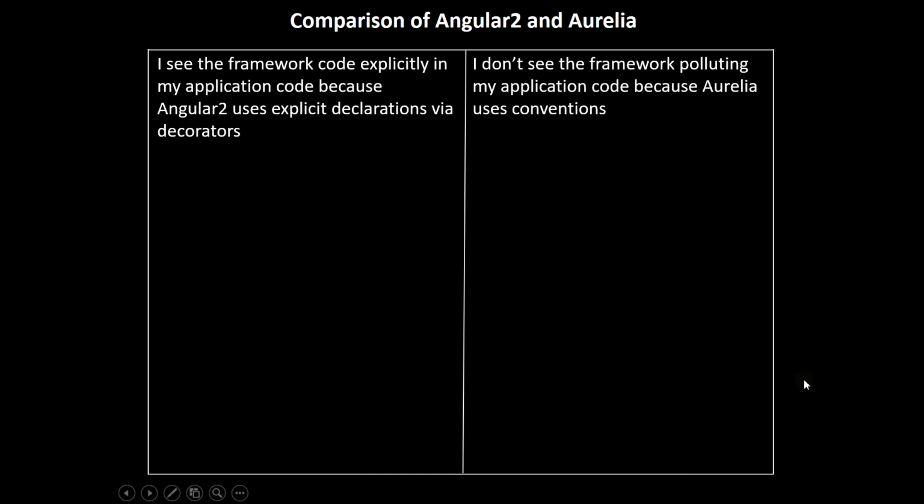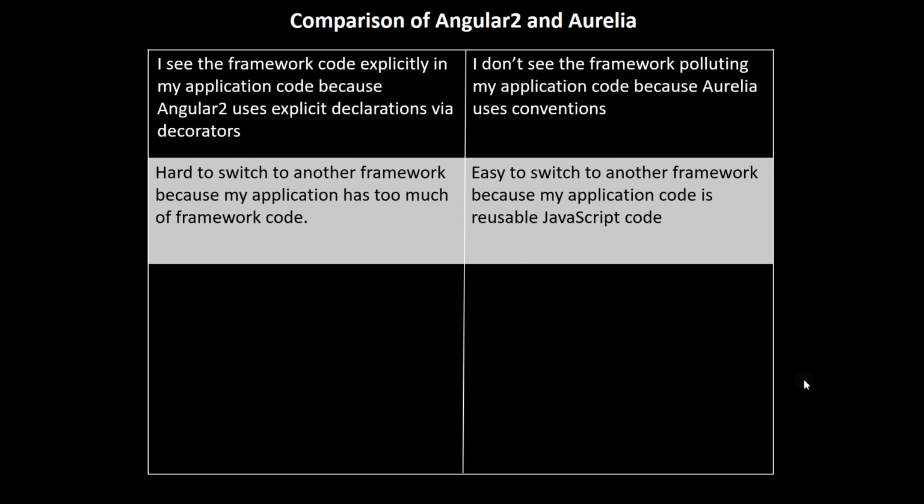In Angular 2, I see the framework code explicitly in my application code because Angular 2 uses explicit declarations via decorators. Whereas in Aurelia, I don't see the framework polluting my application code, both in the JavaScript as well as in my HTML markup, because Aurelia uses conventions and web standards. It's hard to switch to another framework because my application has too much framework code. Whereas I can easily switch from Aurelia to another framework because my application code is reusable and standards-based JavaScript code.